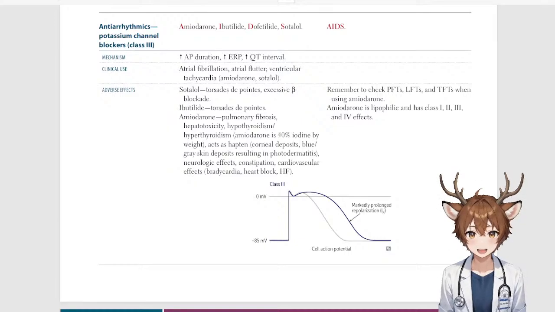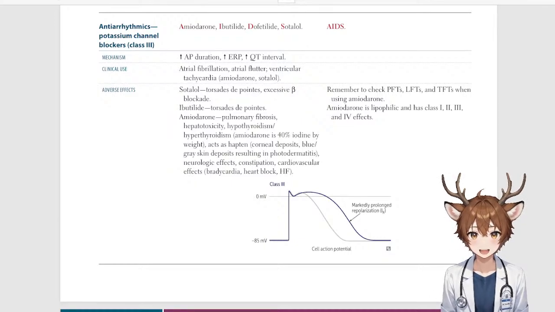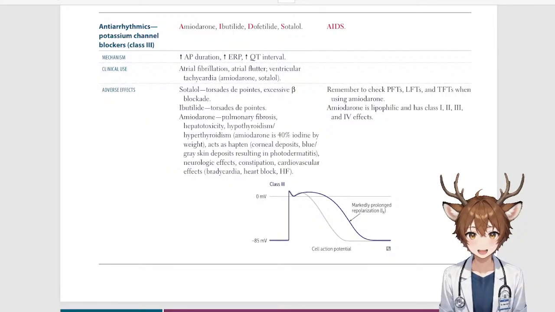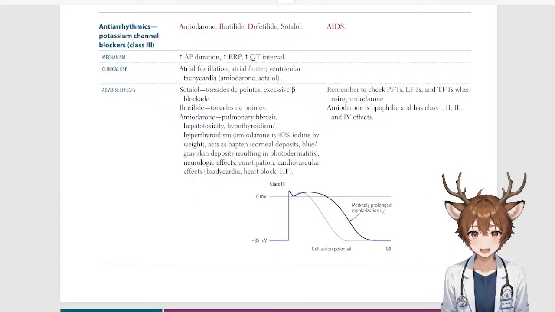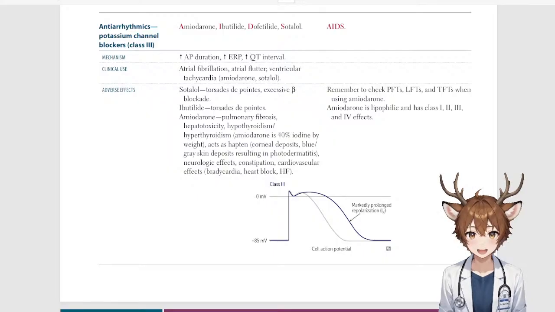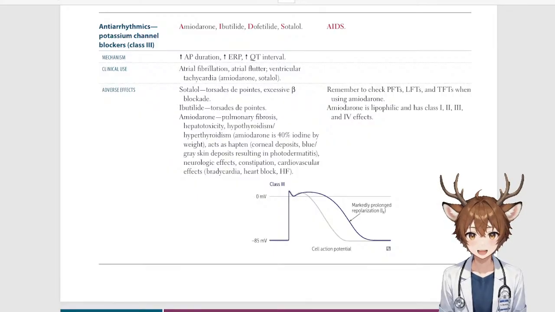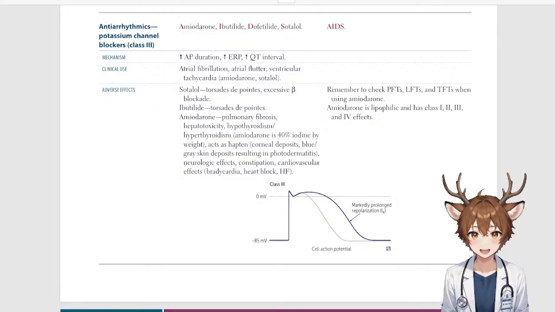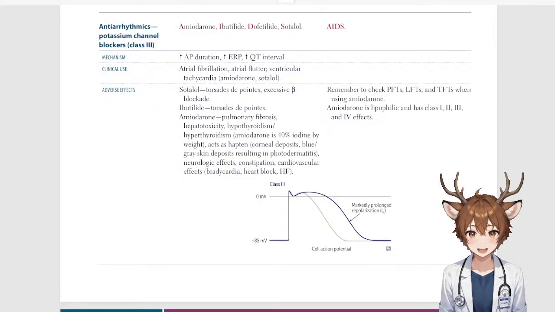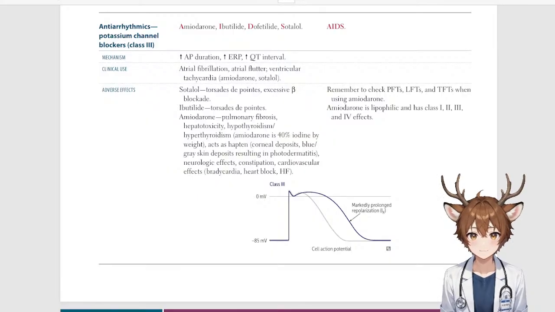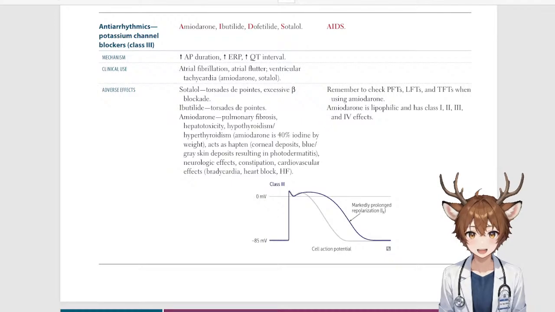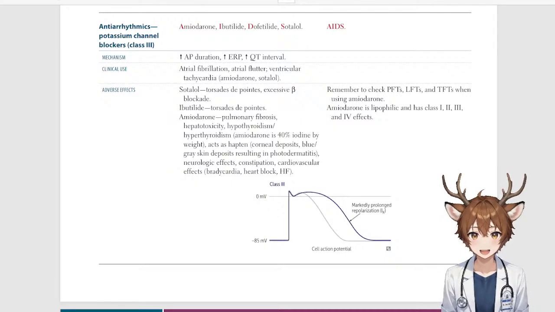Adverse effects: sotalol causes torsades, excessive beta blockade. Ibutilide causes torsades. Amiodarone causes pulmonary fibrosis, hepatotoxicity, hypothyroidism, or hyperthyroidism. Amiodarone is 40% iodine by weight. Okay. Acts as a hapten, corneal deposits, blue-gray skin deposits resulting in photodermatitis. Neurological effects: constipation, cardiovascular effects, bradycardia, heart block, heart failure. Remember to check the PFTs, LFTs, and TFTs when using amiodarone.